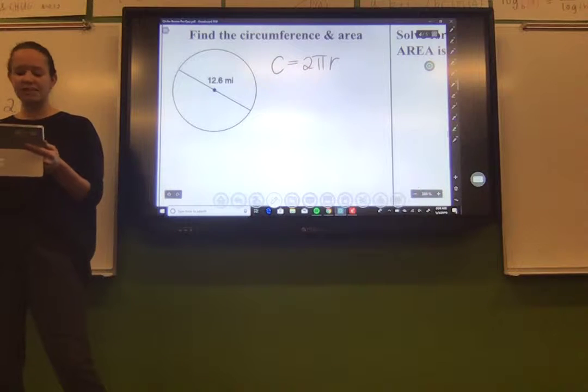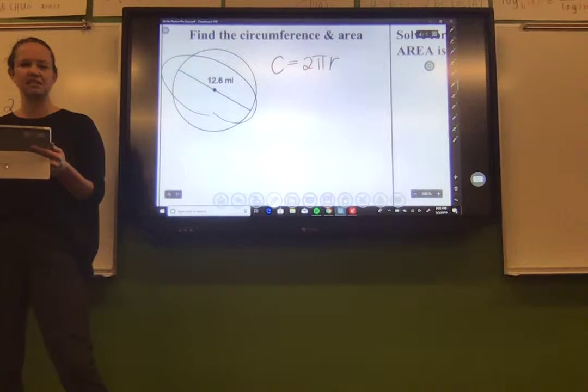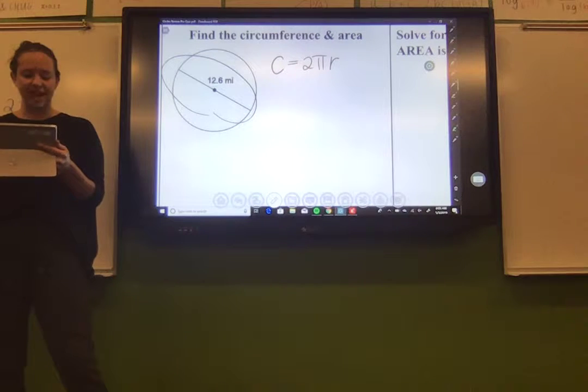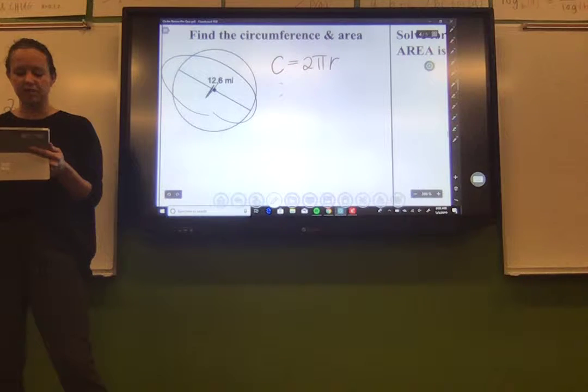Good. All right, what's happening though? What is the radius of this first circle? Is it 12.6? Yeah, you have to half it. So the radius here is 6.3. So what I'm going to do is 2 pi times 6.3. You guys good with that?